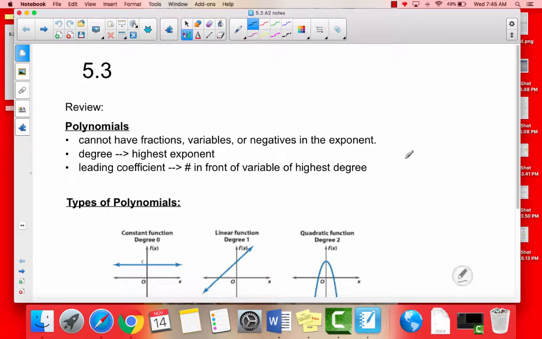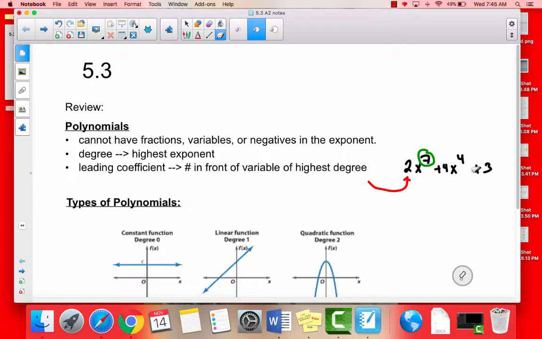So for example, if you are given a polynomial 2x to the 7th plus 4x to the 4th plus 3, this would be a polynomial. The degree would be 7, and the leading coefficient would be 2. All right, so that's all you really need to know, those basic parts. And those two things, the degree and the leading coefficient, are going to be helpful when we start graphing.